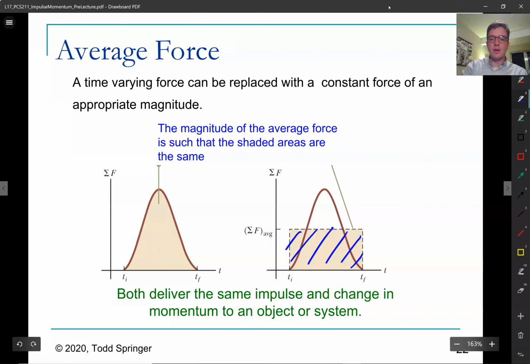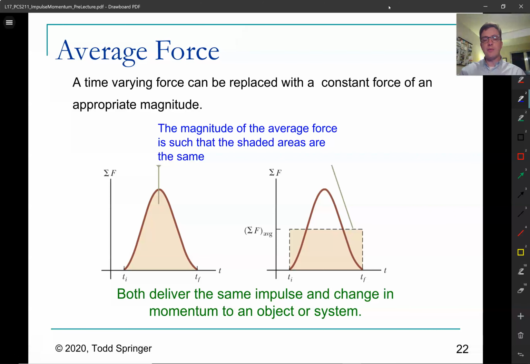Then I would say that this constant force would be changing the momentum by the same amount as this varying force. Okay, so that's what I mean when I say, if the force is changing throughout the time interval, what was the average force? The average force is going to be the constant force which changes the momentum by the same amount, and that corresponds to this area being the same as this area.